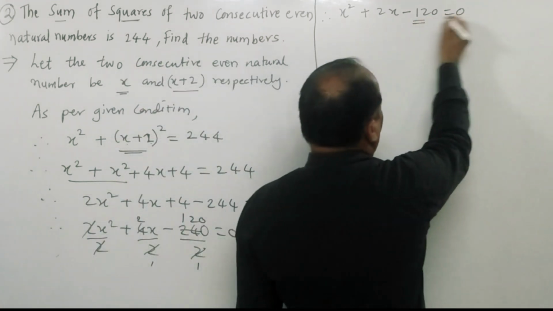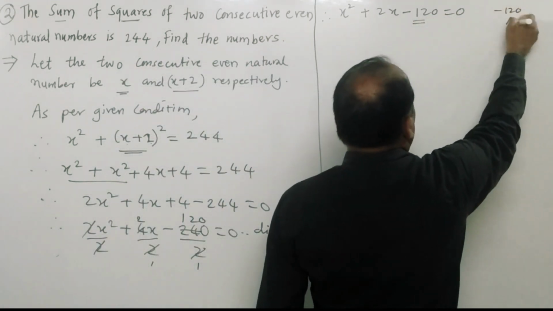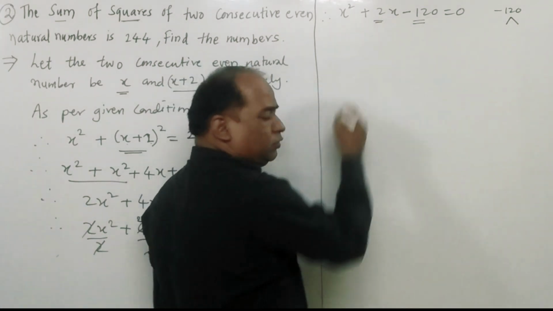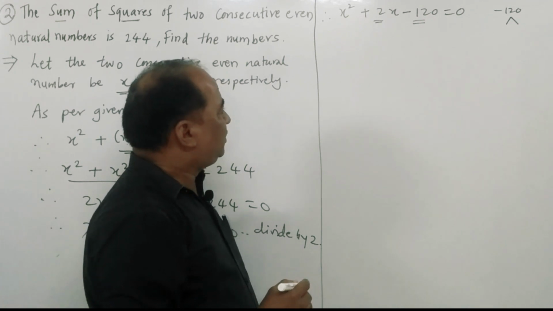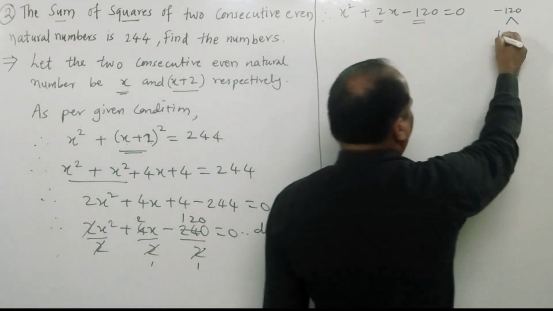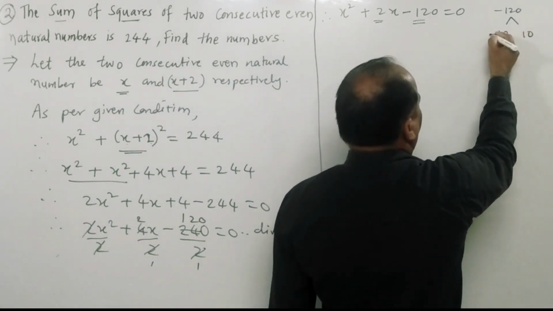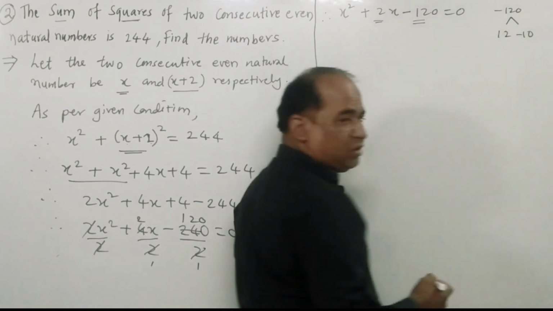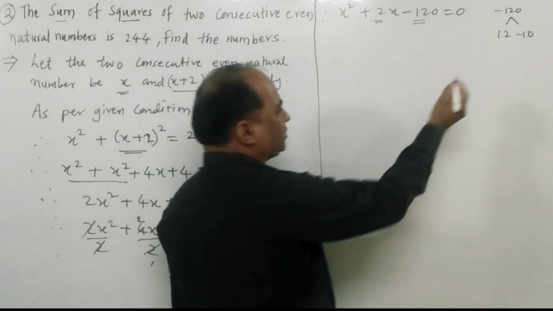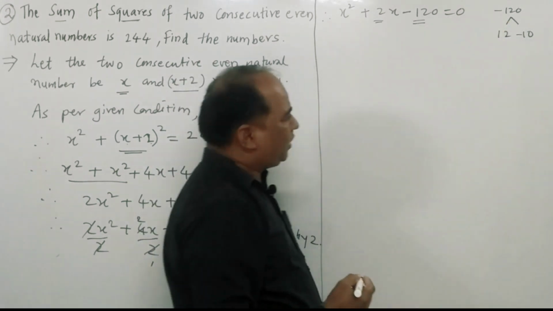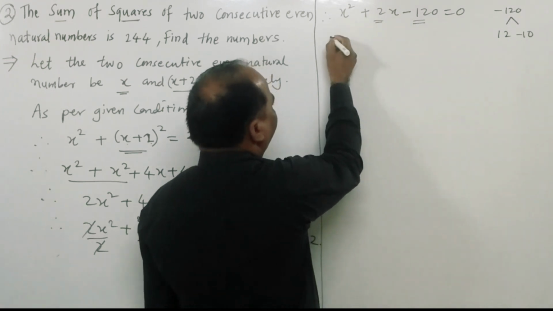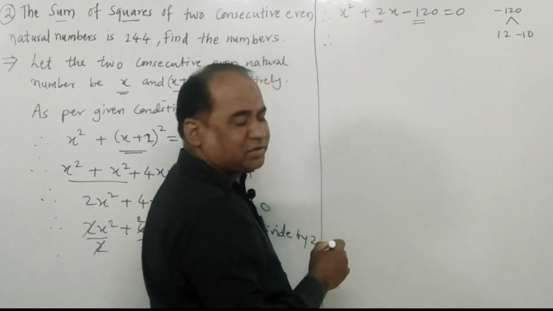So factors of the third term, that is minus 120, such that the difference between those two factors is 2. So here 12 times 10 is 120. So 12 minus 10 is equal to 2. So 12 into minus 10 is minus 120 and 12 minus 10 is equal to 2. So split the middle term. So factors are 12 and minus 10.